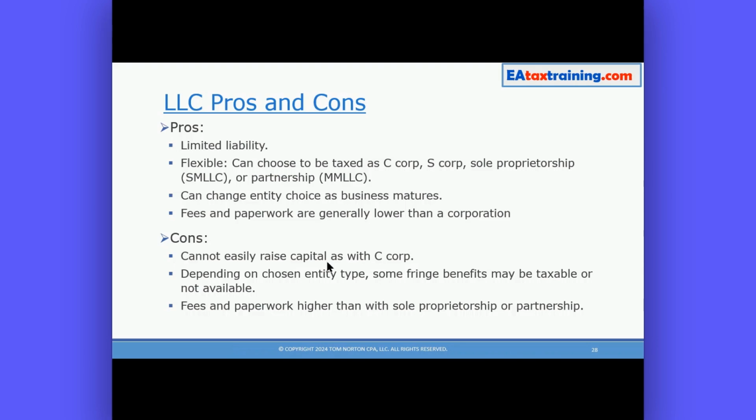Depending on which entity type you choose for tax purposes, some of the fringe benefits may be taxable to you as the owner or not available at all. And the fees and the paperwork are more than with a sole proprietorship or a partnership. So the fees and paperwork is an advantage compared to a corporation because there's less of it, but it's a disadvantage compared to a sole proprietorship or partnership because there is more of it.